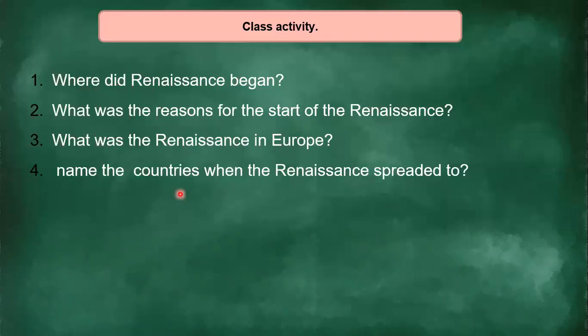So let's move to number four. Name the countries where the Renaissance spread to. It started in Italy, isn't it? I also told you the countries that the Renaissance spread to. It spread to other countries in Europe. Which are the countries? We have Jordan on the group chat. Jordan says France.